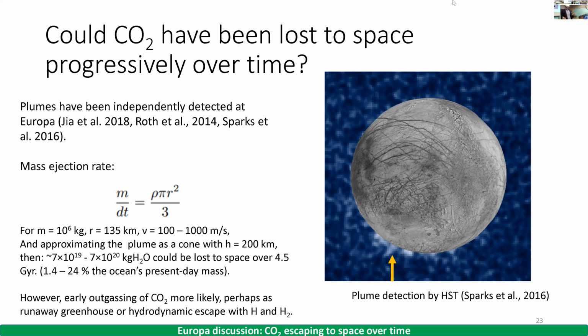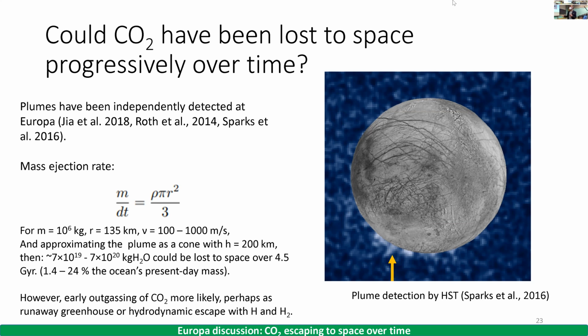So you can essentially do a calculation of how much water and carbon dioxide you can lose over time. We have some numbers for what we think these plumes are essentially behaving like. We think they reach a height of about 200 kilometers, and we know more or less a mass ejection rate.